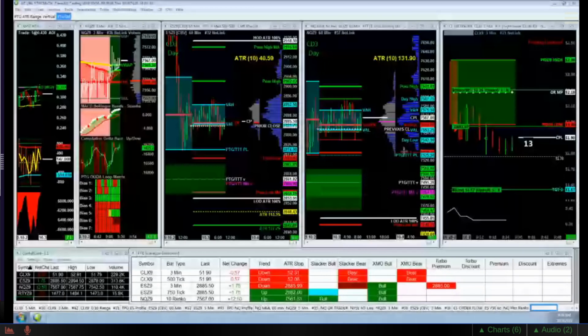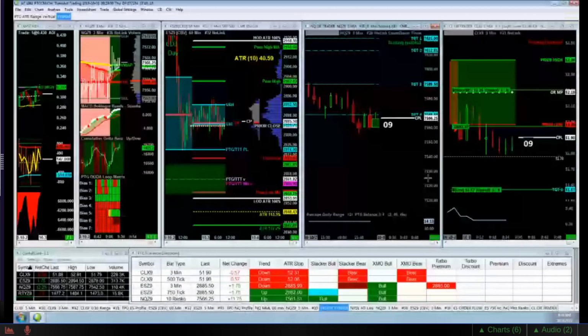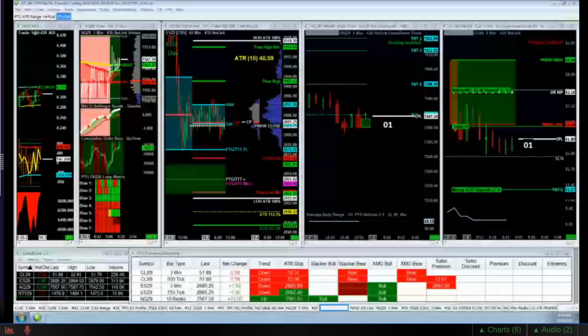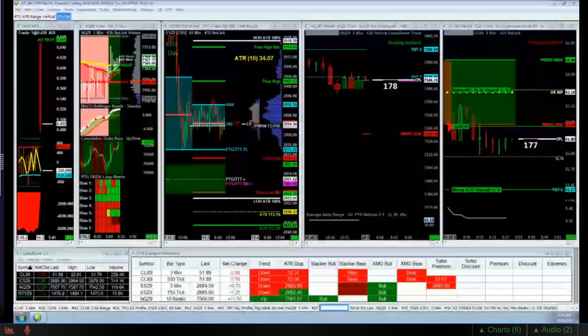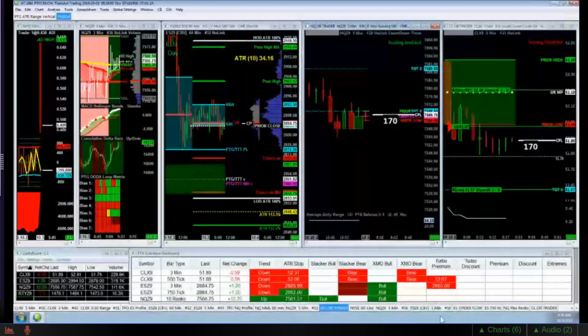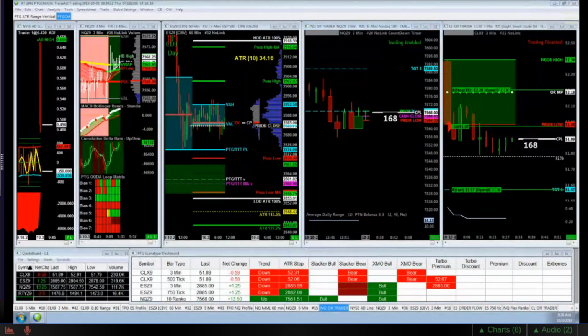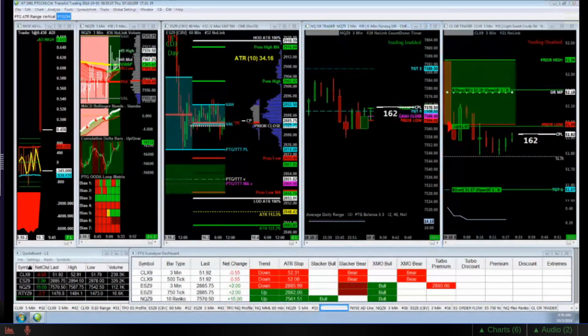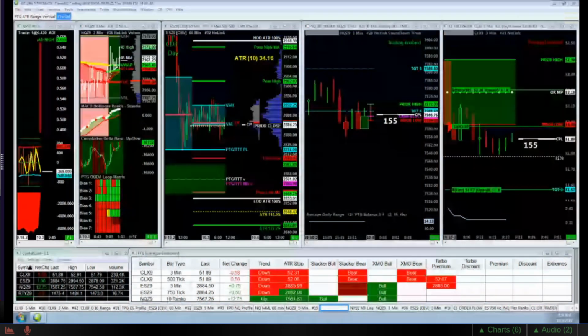All right, we're going to open up the NQ here in a moment. So we have the AutoX prepared there. Okay, opening is opening. All right, so we'll see what all the pent up action is here on the opening.